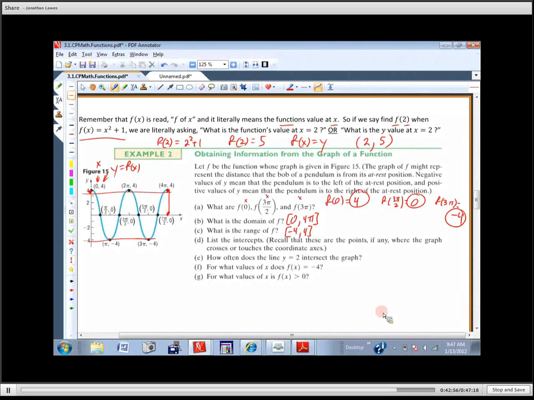So list the intercepts. Does this cross the y-axis? Okay, where? At (0, 4), there's the y-intercept. What about x-intercepts? What do all the x-intercepts have in common? y is 0, okay? So the first one is (pi halves, 0). What's the next one? Very good. (3 pi halves, 0). The next one is (5 pi halves, 0). And is there another one? (7 pi halves, 0). Okay?